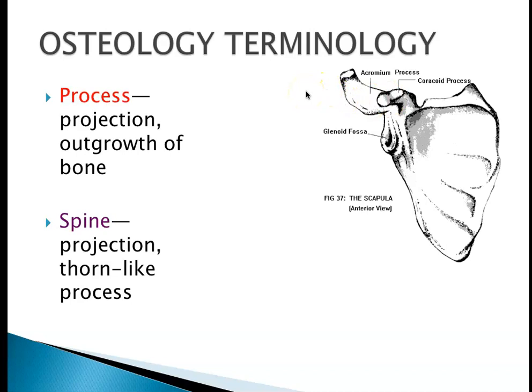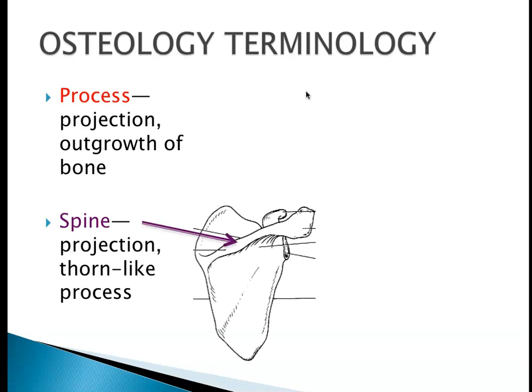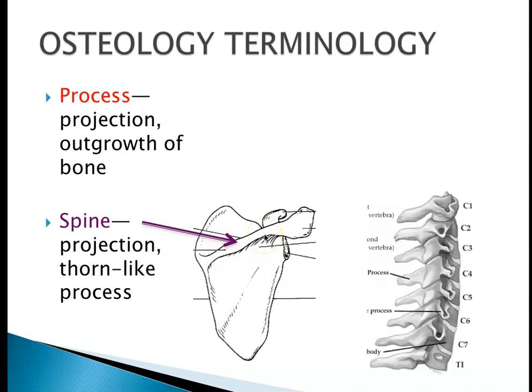Whereas when we look at spine, it also means a projection, but it's going to be more of a thorn-like process. Now we're looking at a posterior view of our scapula, and this is the spine here. Or of course, you can think of the spinous process on a vertebra. Like we see over here, this is a lateral view of our vertebra, and you see the spinous process sticking out.